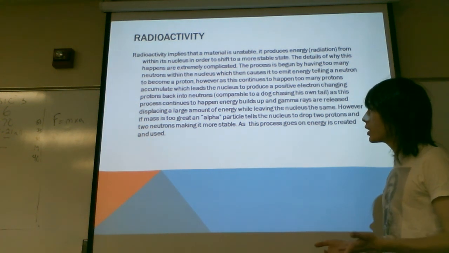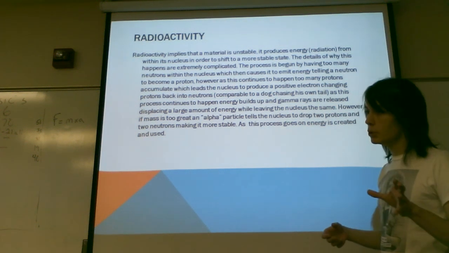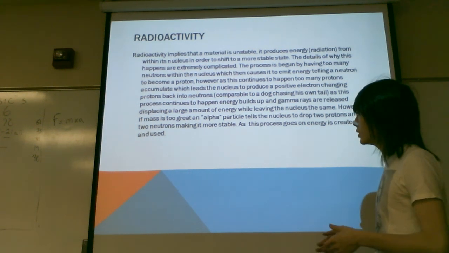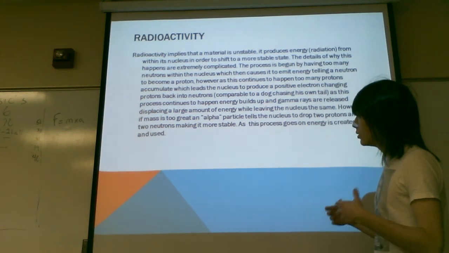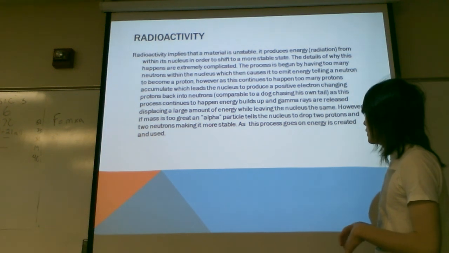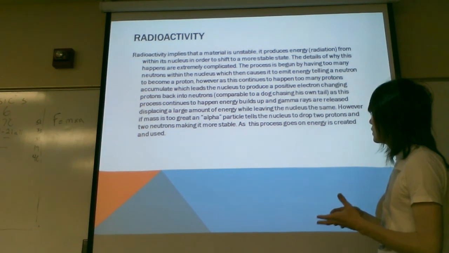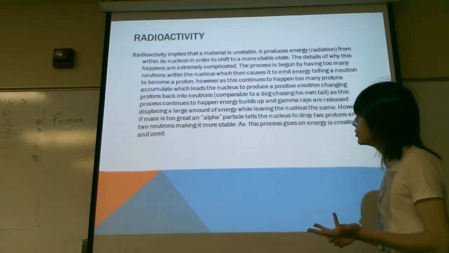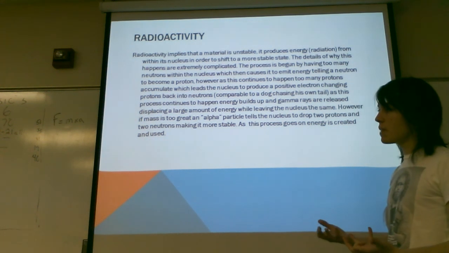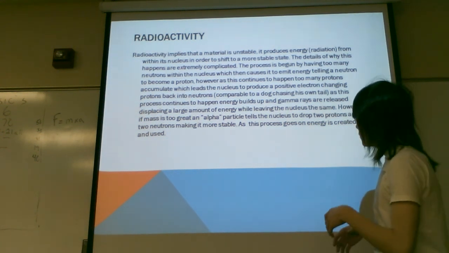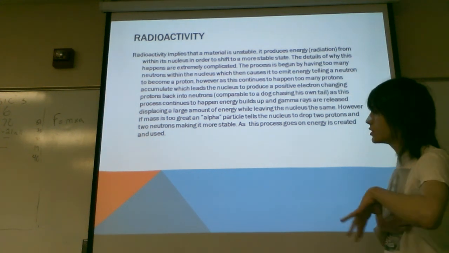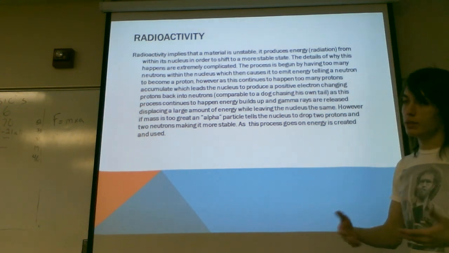However, if the mass is too great in something like uranium or plutonium, which is one of the more unstable ones, something called an alpha particle is released, and the nucleus is told to drop 2 protons and 2 neutrons, which reduces its mass and makes it more stable. As this process goes on, energy is created and used, and then it decays.